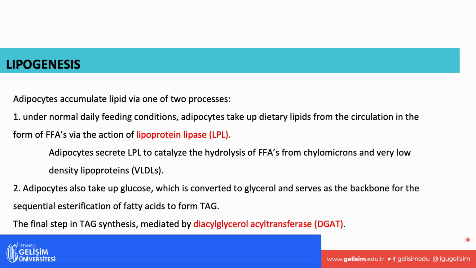This is made possible by the action of an enzyme called lipoprotein lipase. Lipoprotein lipase breaks down the free fatty acids from chylomicrons and very low density lipoproteins, or VLDLs, so the adipocytes can take them up. Second, the adipocyte can also take up glucose, which is converted to glycerol and then is used as the backbone for the esterification of fatty acids to form triglycerol.